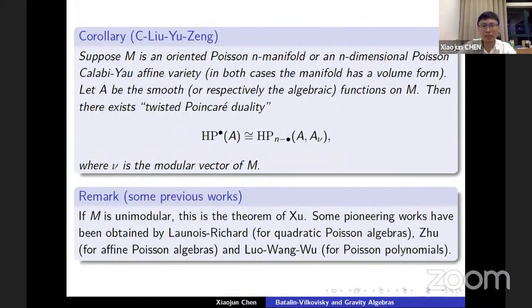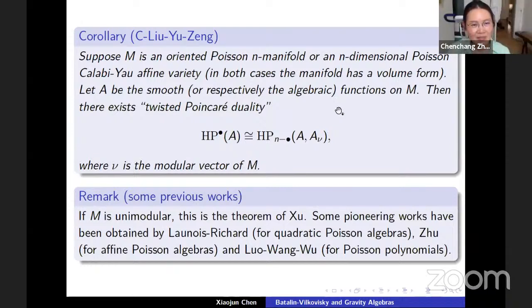As a corollary, I just apply this to manifold cases. Suppose M is an oriented Poisson n-manifold, or an n-dimensional Poisson Calabi-Yau affine variety. In both cases, the manifold or the variety has a volume form. Let A be the algebra of smooth functions on M, then there is a twisted Poincare duality, between the cohomology of the Poisson affine variety.